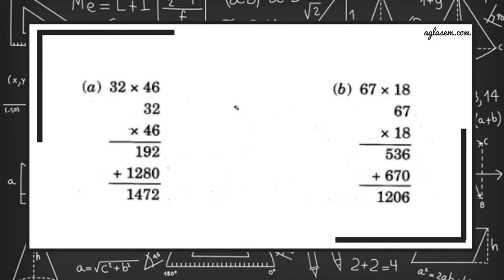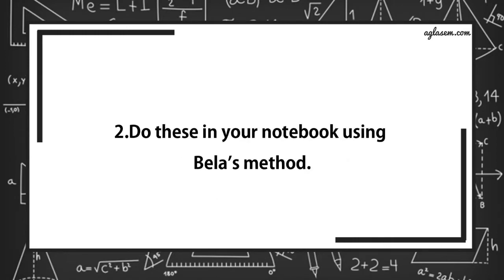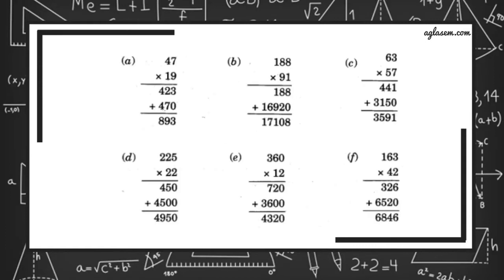Further, question number 2 says do these in your notebooks using Bella's method. First, 47 into 19. Your answer will be 893. Second, 188 multiplied by 91. Your answer will be 17,108. Third, 63 multiplied by 57. Your answer will be 3,591. Fourth, 225 into 22. That will give you 4,950.